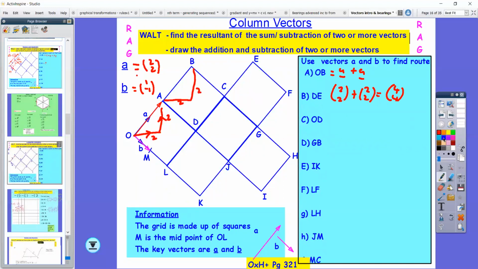So overall, how far horizontally have we moved from O? We've moved a 2 and a 2, and moved 2 and 2, so it becomes 4 horizontally and 4 vertically. So it validates this method here, okay?